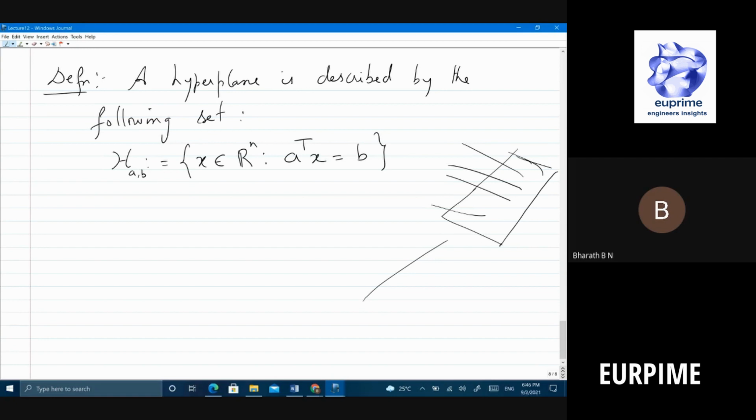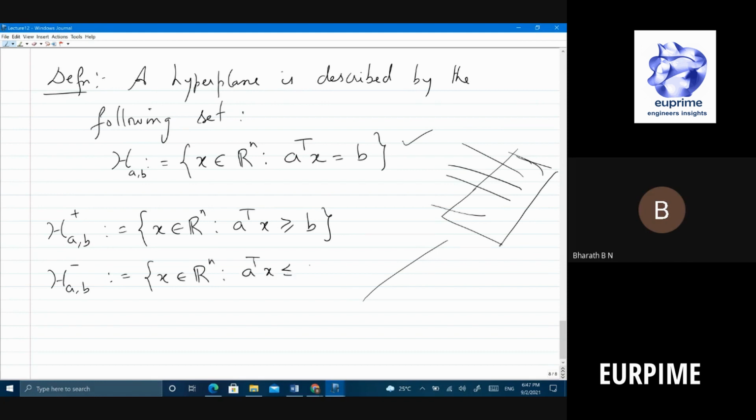I know how to write all the points on the plane, right? That is given by this, easy. But above and below, right? Less than and greater than. So let me write this as H(A,B) plus, which is the set of all x belonging to Rn such that A transpose X is greater than or equal to B, because it's plus, and I'll write H(A,B) minus as the set of all points in Rn such that A transpose X is less than or equal to B, right? This is how I can describe it.